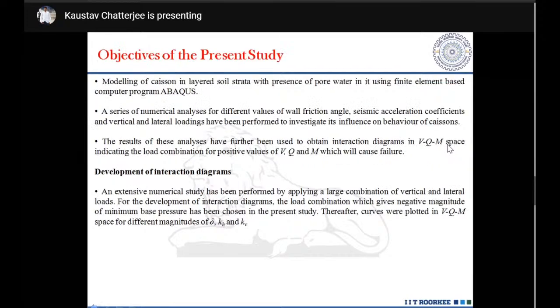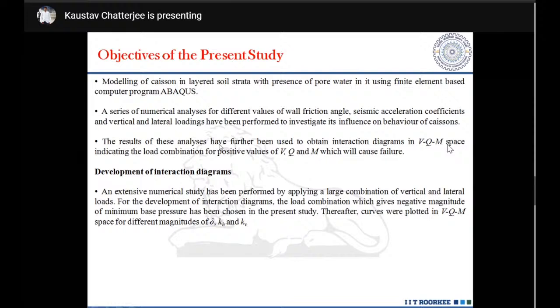So what is the objective of the study? In this particular study, we have modeled a caisson foundation in a typical layered soil with pore water pressure passing through it in the Abaqus computer program. It's a finite element based computer program. A series of numerical analyses for different parameters like the wall friction angle, the seismic acceleration coefficient, and vertical and lateral load have been performed to investigate the influence on the behavior of the caisson.